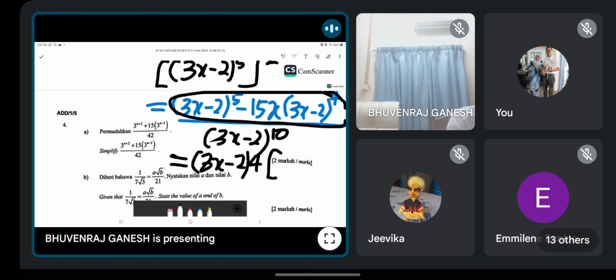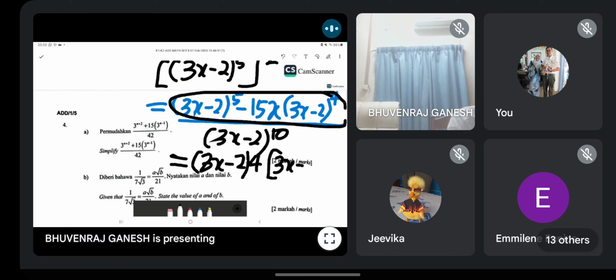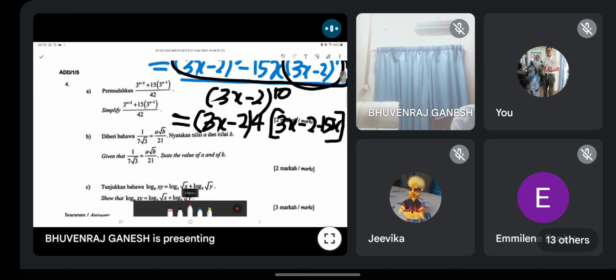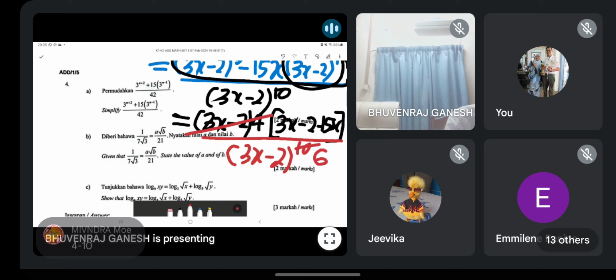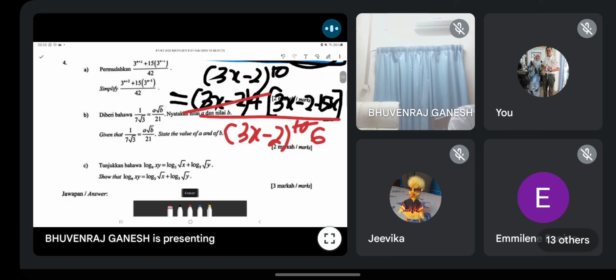So if you factorize this, you will get (3x minus 2) minus 15x. This one becomes power 1 already. Sorry, power 0, because 4 minus 4 you get 0, so nothing left. Then divide by (3x minus 2) power 10. Power 4 is gone, power 10 reduces to 6, because 10 minus 4 you get 6. So now you are still left with negative 12x minus 2 over (3x minus 2) power 6.